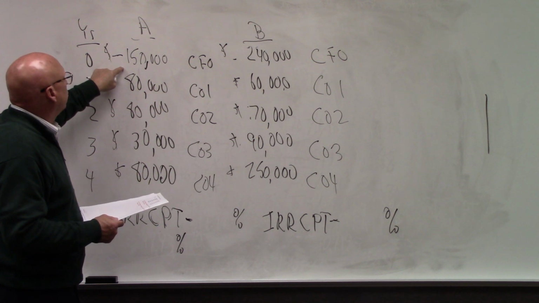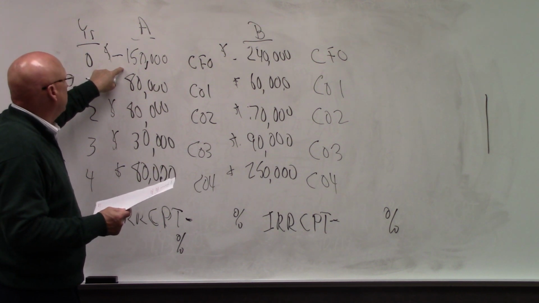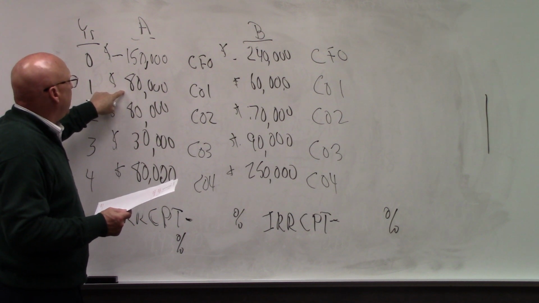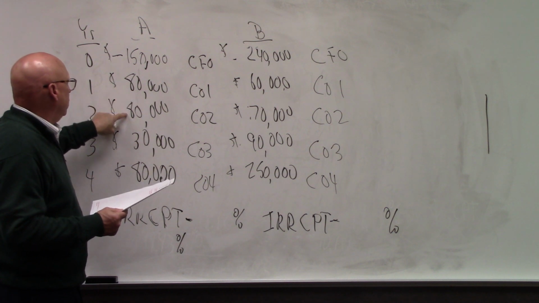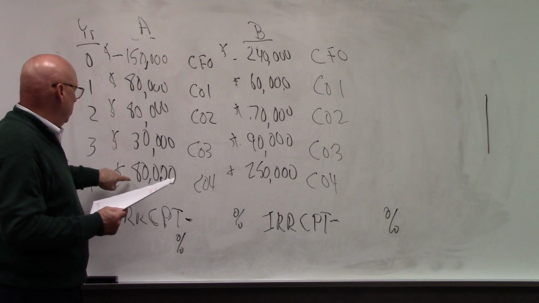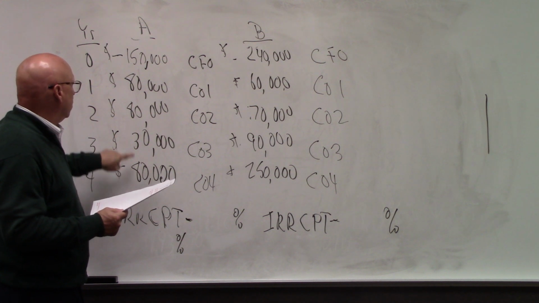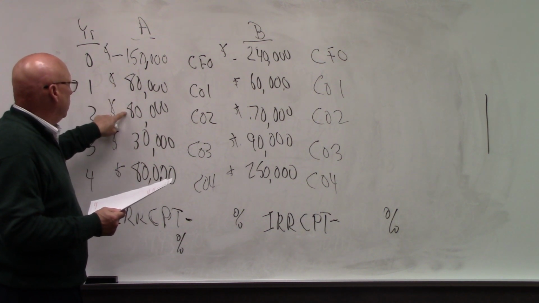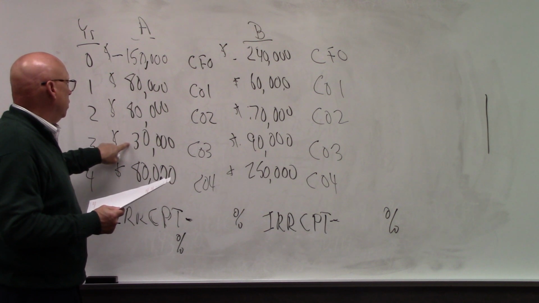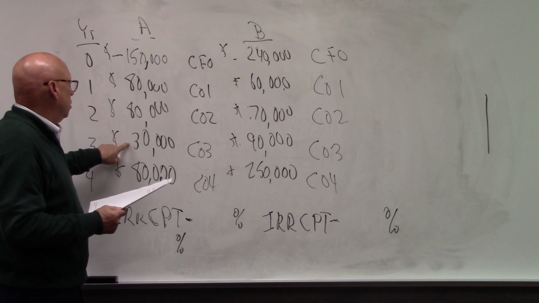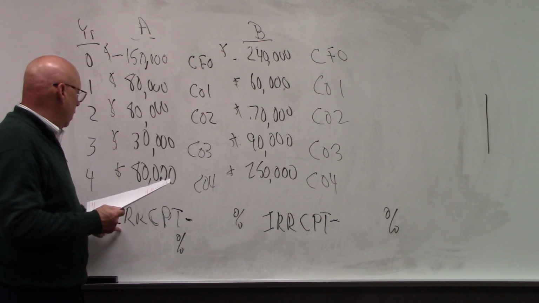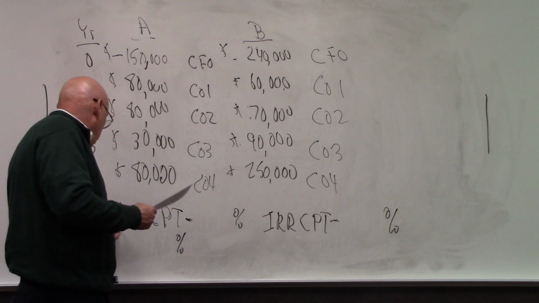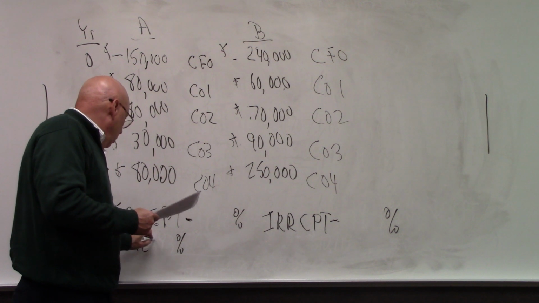CF0 equals 150,000 plus minus. Enter, down arrow. CO1 is 80,000. Enter, down arrow. FO1 is 2. 80,000, 80,000. You cannot put 3 because this is in year 4, so FO1 is 2. Enter, down arrow. CO3 is 30,000. Enter, down arrow, and CO4 is 80,000. Enter, down arrow, IRR, compute, and you get 30.23%.